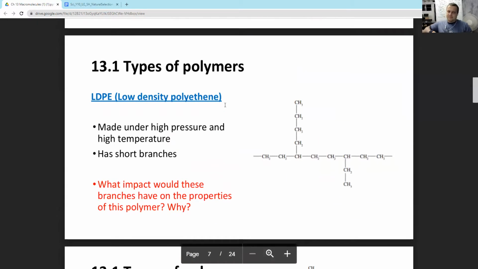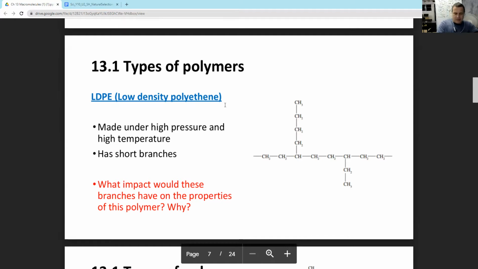Okay. Here we have what's called low density polyethylene. It's made cheap and it's made nasty. You react ethene together to produce low density polyethylene.